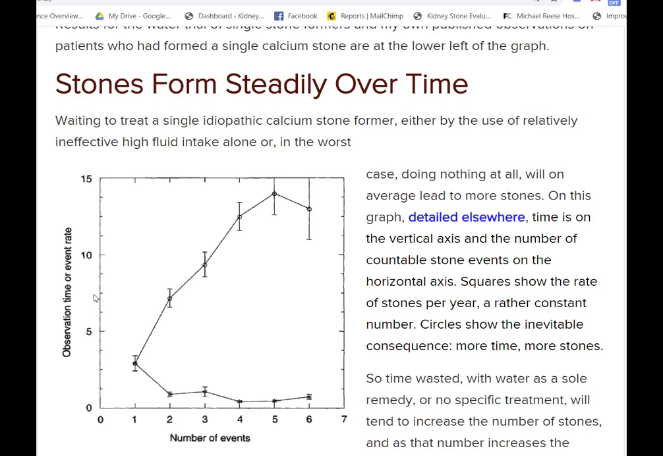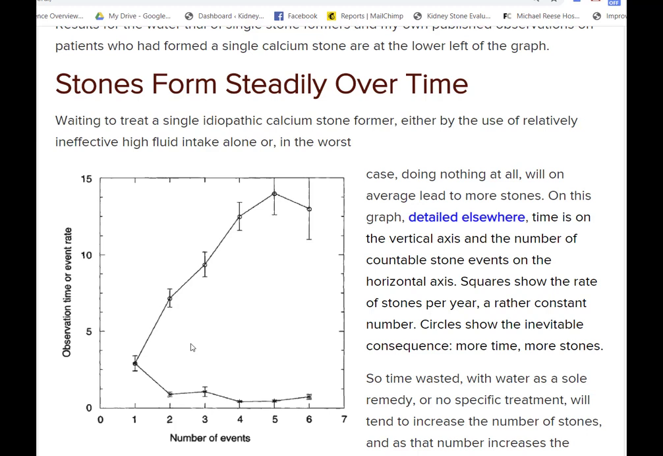As the time to referral went up and up, essentially the time left untreated, up to 15 years, the number of new stones kept going up. In other words, if you just allow people who have made one stone to keep going, they will make more and more stones on average. The event rate, stones per patient year, stays pretty constant. What this says is a very subtle but important point.